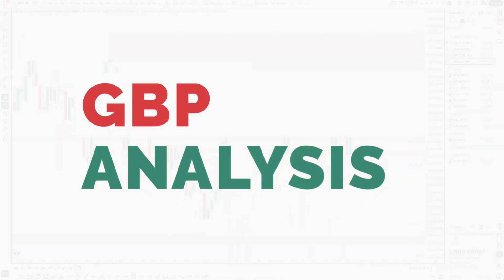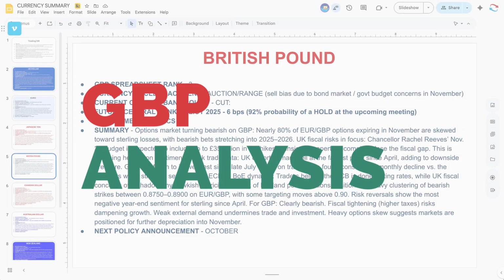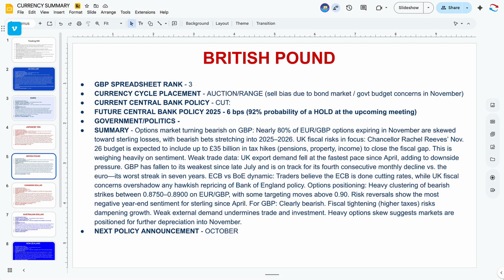And with the pound fundamentals, it says here options markets turning bearish on the pound. Nearly 80% of euro pound options expiring in November are skewed towards sterling losses, with bearish bets stretching into 2025, 2026. UK fiscal risks in focus, and that's really my worry as well, which is the reason why I have a short bias rather than a long bias. Even though if you are looking to buy the pound, it does look like the Bank of England are not looking to cut rates at all.